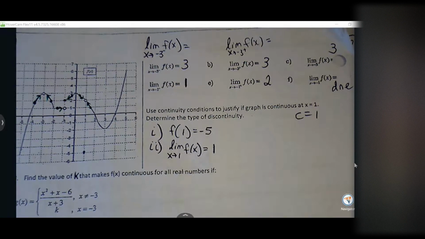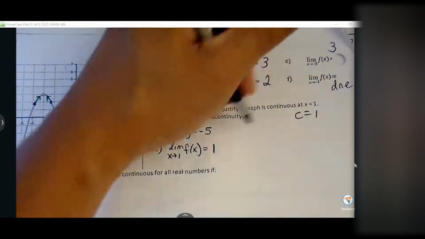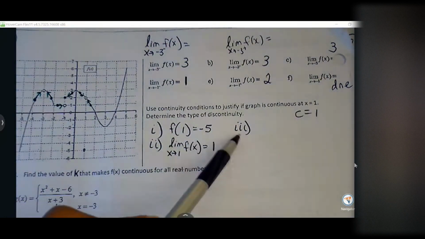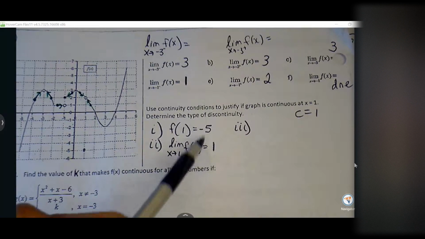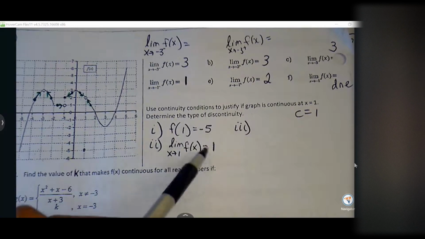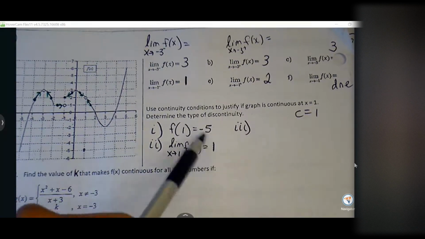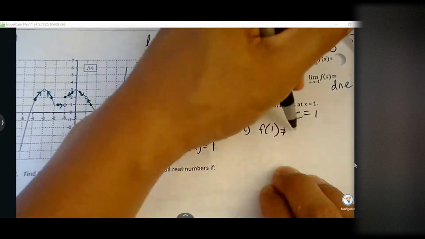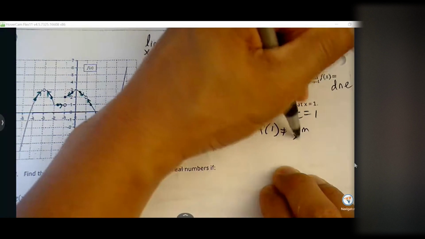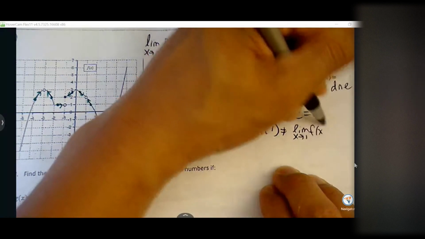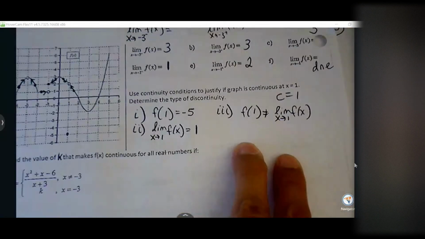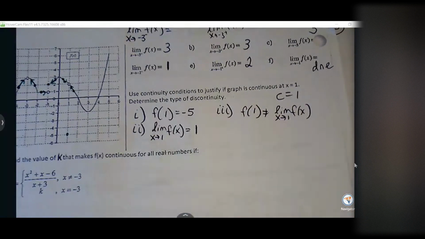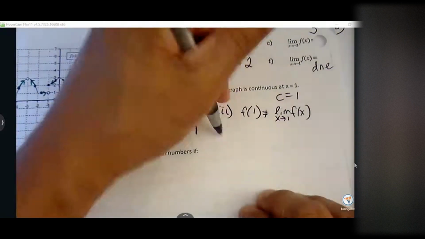The third condition, though, just means we take the first two and compare them. But I don't want us to just say 1 doesn't equal -5. I want us to say f of 1 is not equal to the limit as x approaches 1 of f of x. And that is confirmation that the third condition fails. What type of discontinuity do we have? Removable.